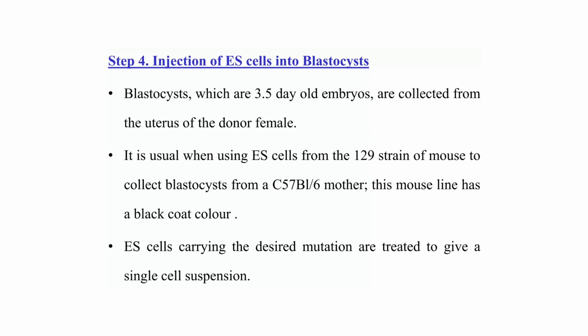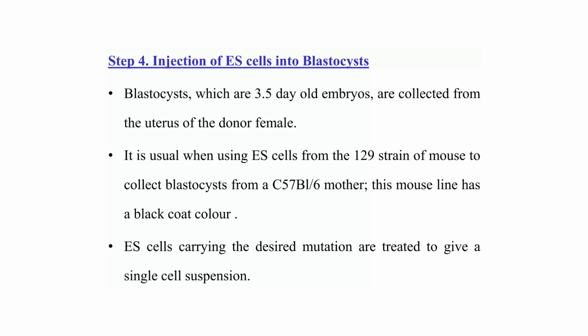And then the embryonic stem cells are injected into the blastocysts of the mouse. Blastocysts, which are 3.5-day old embryos, are collected from the uterus of a donor female. It is usual, when the embryonic stem cells are from the 129 strain of mouse, to collect blastocysts from a C57BL/6 mother. This mouse line has a black fur coat.